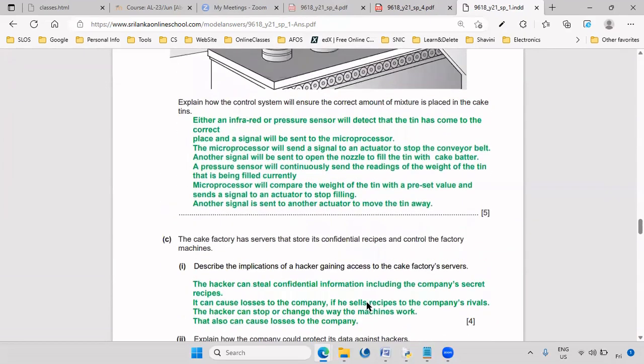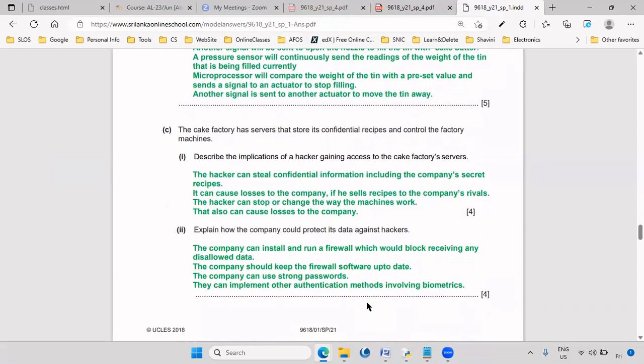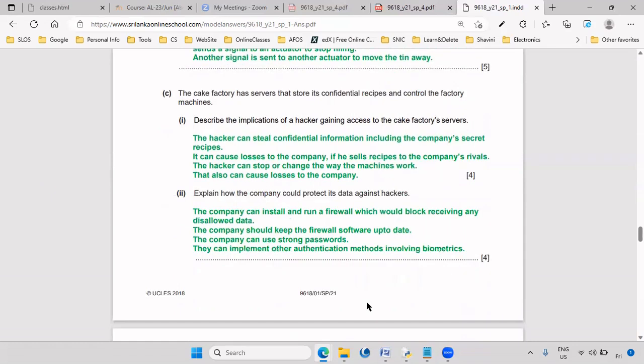Cake factory has servers that store its confidential recipes and control the factory machines. Describe the implications of a hacker gaining access to the cake factory's servers. The hacker can steal confidential information, including the company's secret recipes. It can cause losses to the company if it sells recipes to the company's rivals. The hacker can stop or change the way the machines work. That also can cause losses to the company.